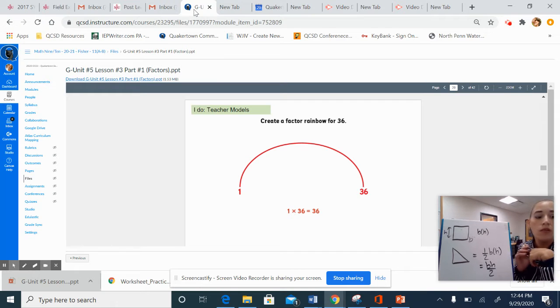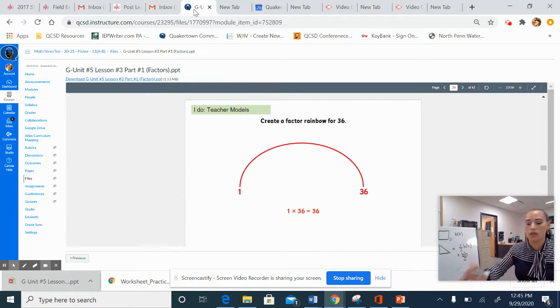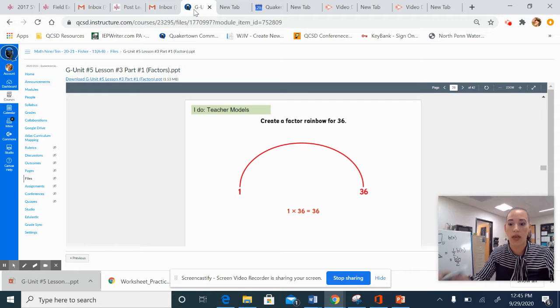Okay, so we did calculations of area, and then we really discussed how to find all the factors of a number. I want to make sure you remember the factor arcs, or they're called rainbow arcs. As you can see, I shared my PowerPoint slide, which you have full access to. And this one's asking you to create a factor rainbow for 36, okay?